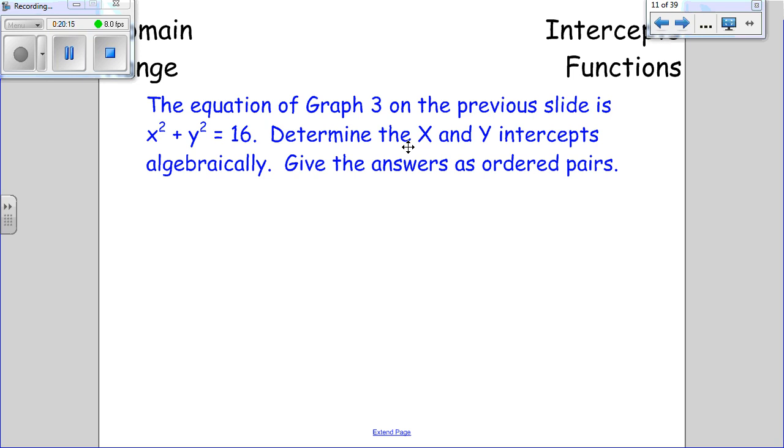But this is a question exactly like the last one. It says you have this equation, determine, which means calculate, the x and y intercepts. We're going to split this into two parts again. We're going to do y-intercept. We're going to do x-intercept.